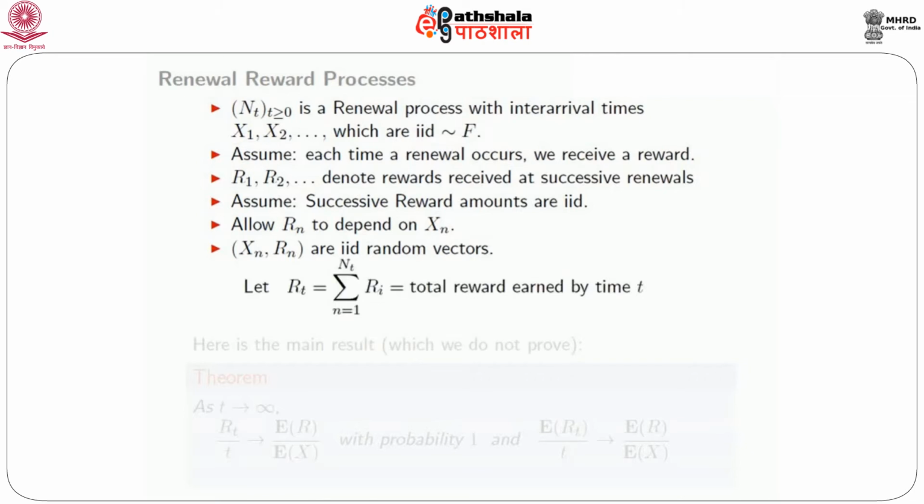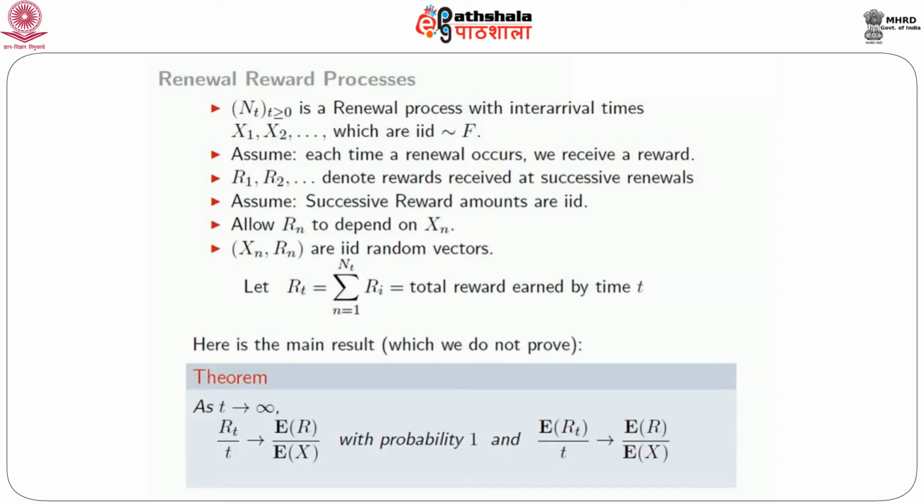So let's now denote R_t to be the total reward earned by time t, which of course is exactly equal to the sum from n equal to 1 to N_t, that is the random number of renewals taking place up to time t, and then we add the corresponding rewards R_1, R_2, etc. up to R_{N_t}. That gives us the total reward earned by time t. Now here is the main result.